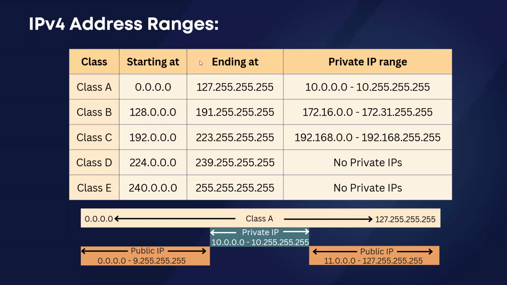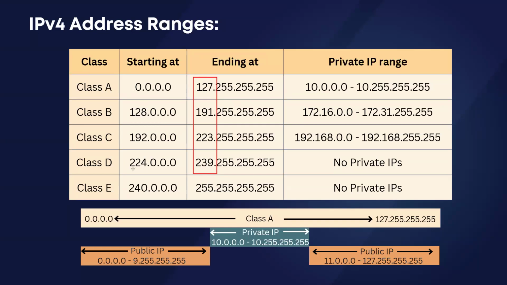So the only 4 numbers that you have to remember here are these odd ending ranges. So these odd numbers, which are the ending range. The 4 numbers that we have to remember are these ones: 127, 191, 223, and 239. Because from those 4 numbers, you automatically get the next starting range. So class A 0 to 127, class B 128 to 191, class C 192 to 223, class D 224 to 239, and class E 240 to 255.